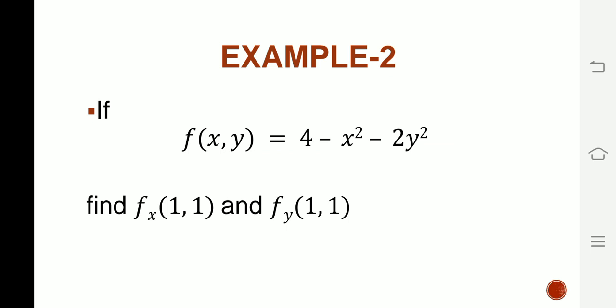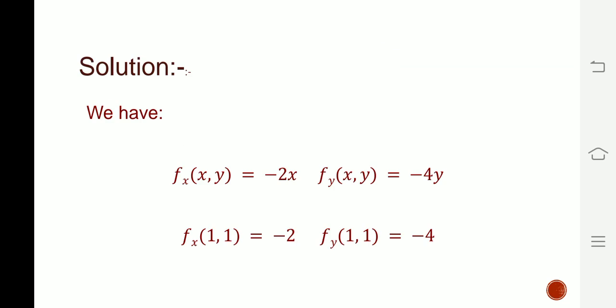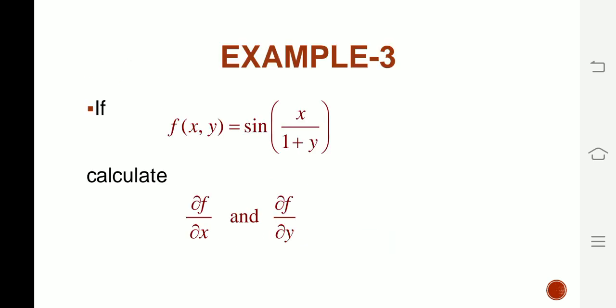See a similar example. f of x y is equal to 4 minus x square minus 2y square, find fx of 1, 1 and fy of 1, 1. Fx of x y is equal to minus 2x, fx of 1, 1, substitute x is equal to 1, y is equal to 1, we get the answer minus 2. Fy of x y is equal to minus 4y, substitute x is equal to 1, y is equal to 1, we get the answer minus 4.